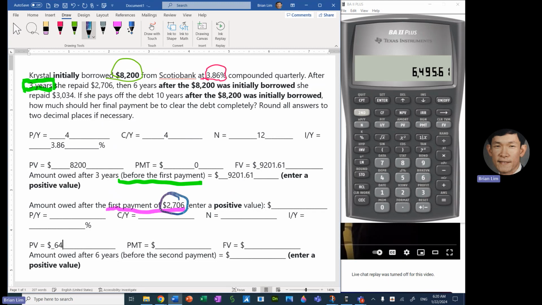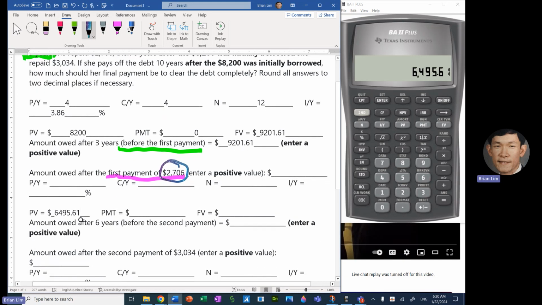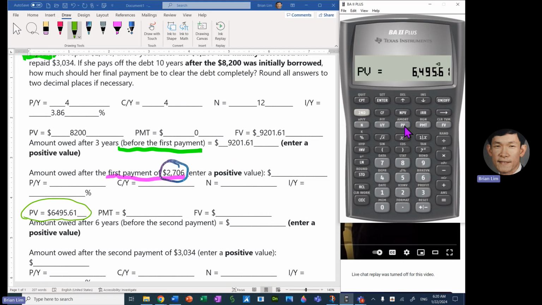6,495.61. All right, that is the number that goes in there. So there you are. That is the number for the next set of calculations, 6,495.61. So that number I will insert as present value for the next set of calculations. Now everything else has remained the same.